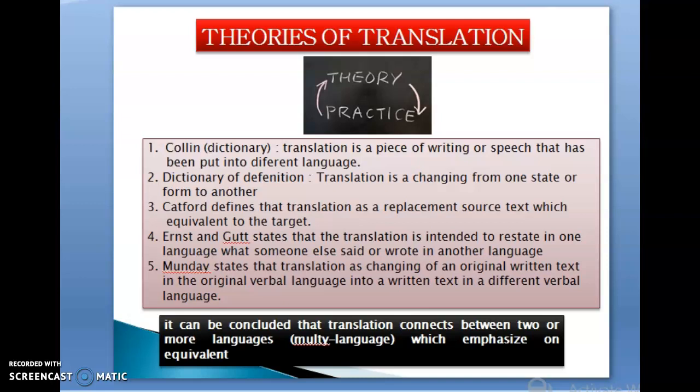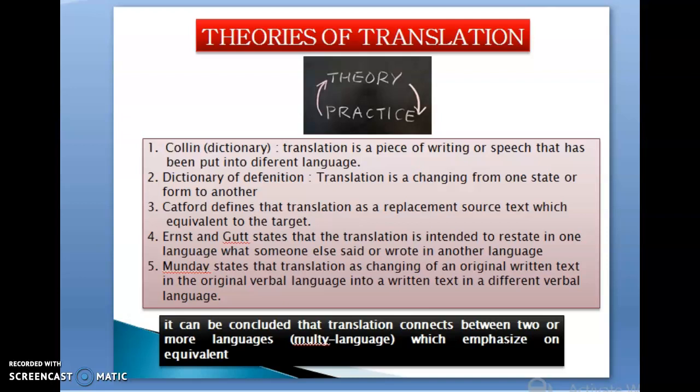Well, according to Collins Dictionary, we can see number 1. Translation is a piece of writing or speech that has been put into a different language. It is according to Collins. 2. Dictionary of Definition: translation is changing from one state or form to another. 3. Catford defines translation as a replacement of a source text with an equivalent in the target. So Catford emphasizes equivalence here. Catford is an expert in translation.